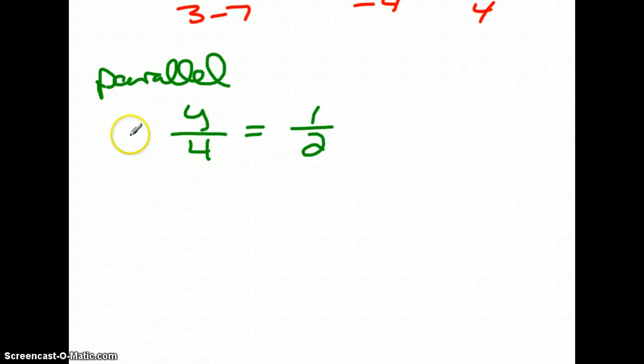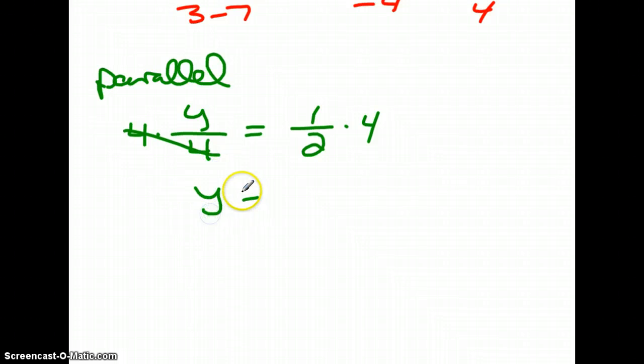To solve for y, since it's y divided by 4, we'll multiply both sides by 4. And to be parallel, that y value would have to be 1/2 of 4, which is 2.